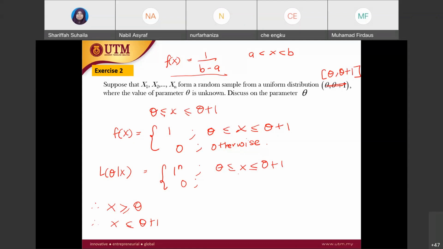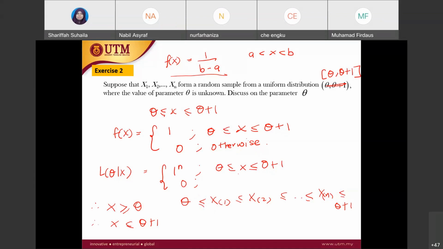Okay, so let's say if we have this one, x greater than or equals to theta. So biasanya kita susun, kita ada x1, ordered statistic x2, sampailah kita ada xn. Okay, so ini kita punya theta, ini theta plus 1. So in this case, let's say we have theta less than or equals to x1.